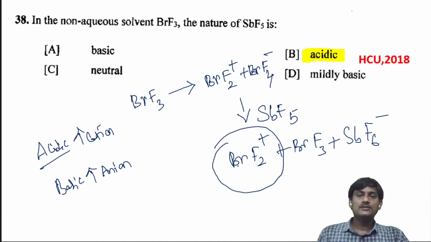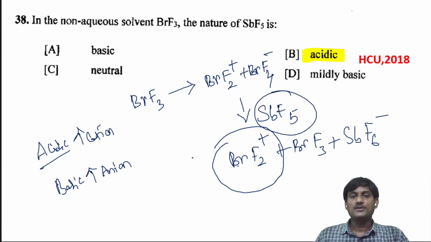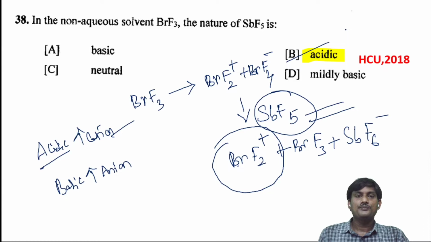This is the auto dissociation. After addition of SbF5, there is an increase in BrF2 plus ions. So there is an increase in cations. So the compound SbF5 is acidic.